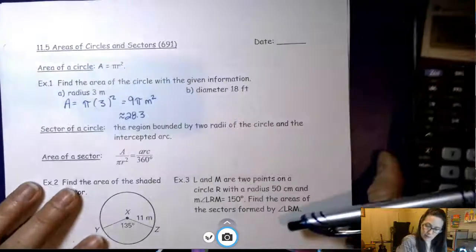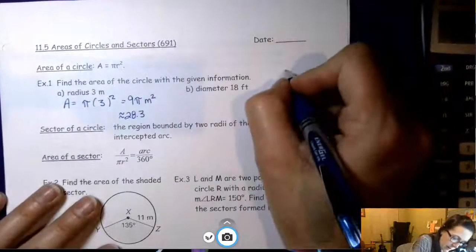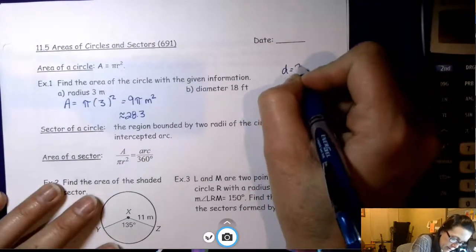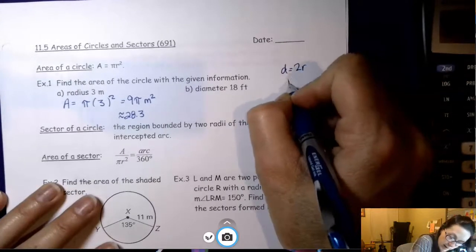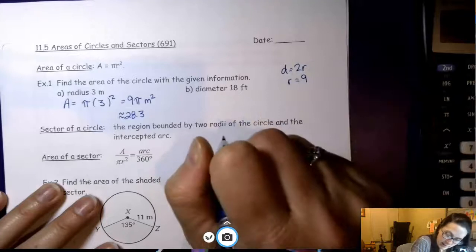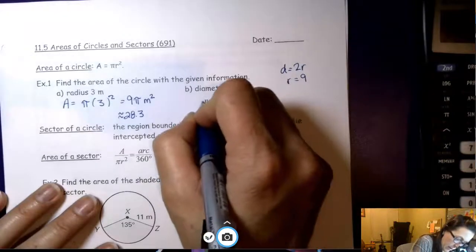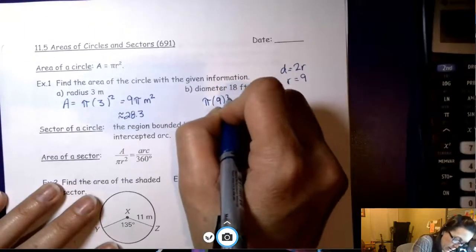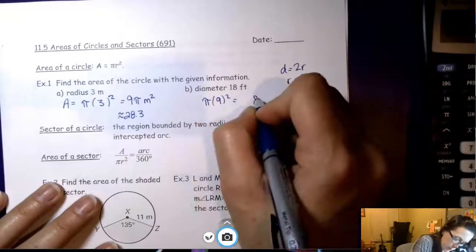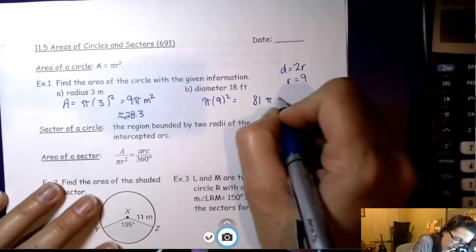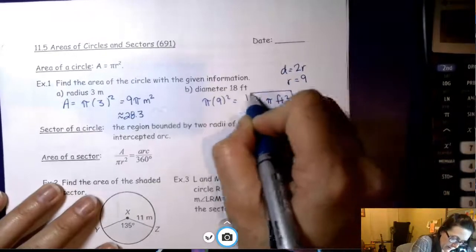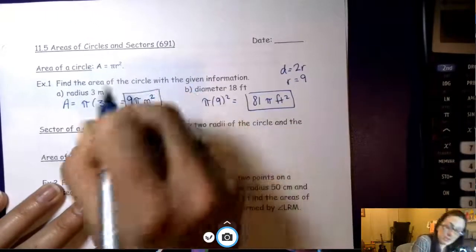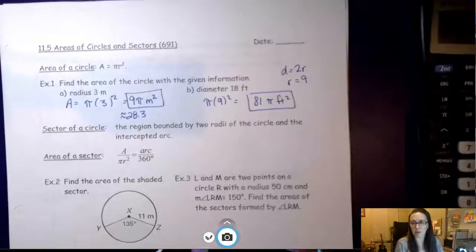Now the diameter, well, diameter is equal to 2 radii. So that means that my radius would be equal to 9. So if I have pi r squared, I end up with 81 pi feet squared. And again, this is my preferred answer. You can always put it in your calculator and use the pi symbol if you have one. If not, go ahead and use 3.14.